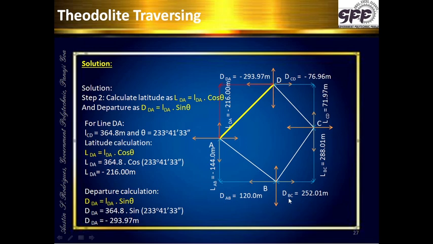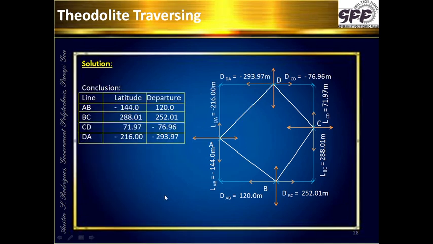So that's how we have calculated all the latitudes and departures. Let us tabulate them now. Once we tabulate, we will come to know the actual scenario. For line AB, we have latitude as southing 144.0, and departure as easting 120.0. For line BC, I have latitude as northing, since it is plus, and departure as easting, since it is plus.